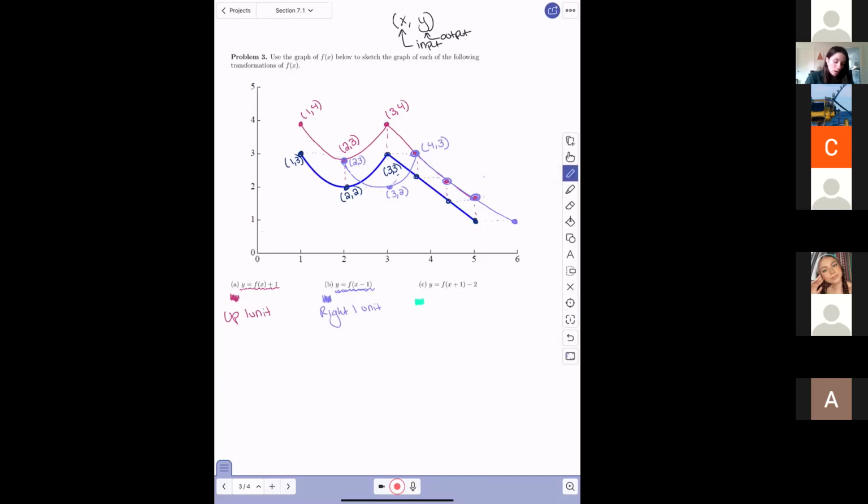Lastly, graph of C, we have f of x plus 1, minus 2. What shifting is happening here? Shifting left 1 unit, down 2 units. Good. So we'll take each point, like the point 1, 3. We'll go left 1 unit and down 2 units. And then take the point 2, 2. We go left 1 unit and down 2 units.